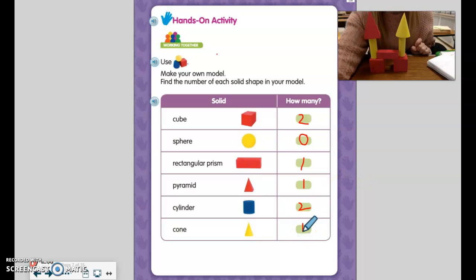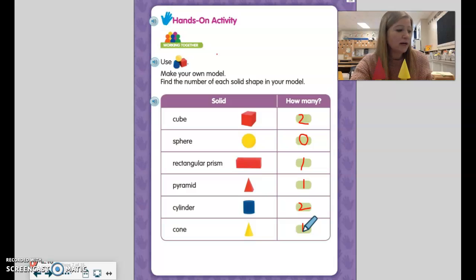So today for your workbook pages, you're going to be counting how many shapes you see in models. So today you're working on pages 111 to 112.